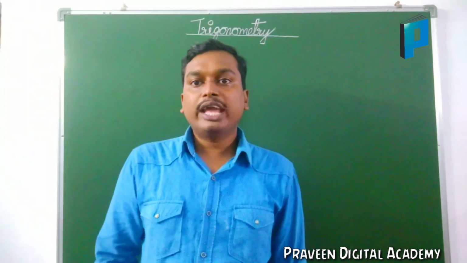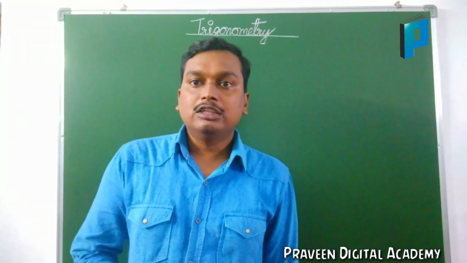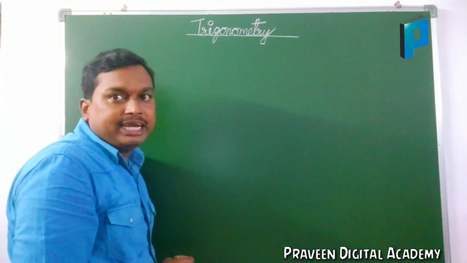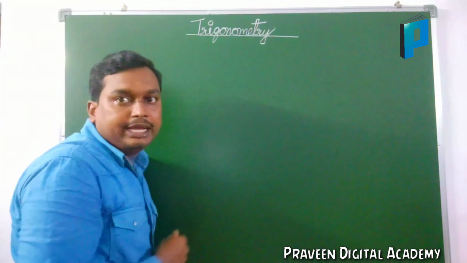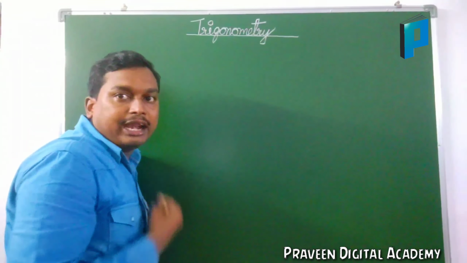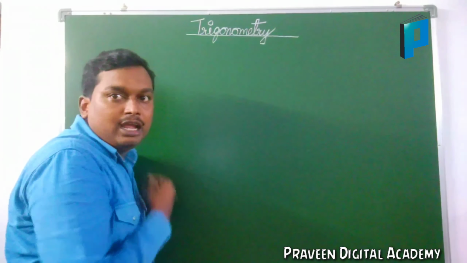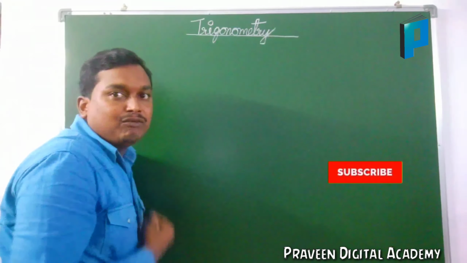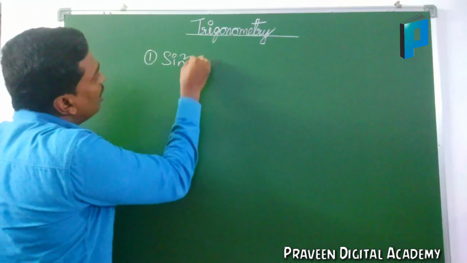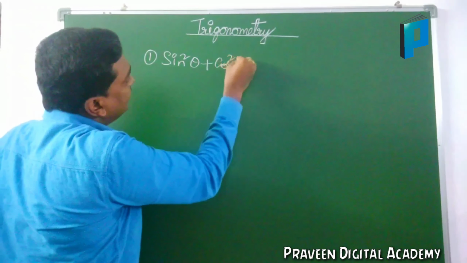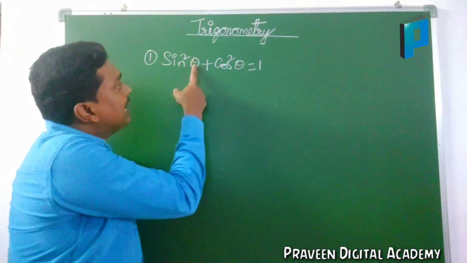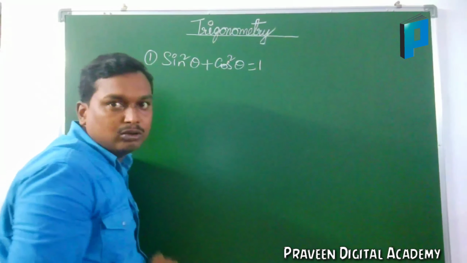Welcome to my channel. Today I am going to explain the proof of the identities of trigonometry. We have three very useful identities which we will use regularly in trigonometry problems. The first identity is sin square theta plus cos square theta is equal to 1.